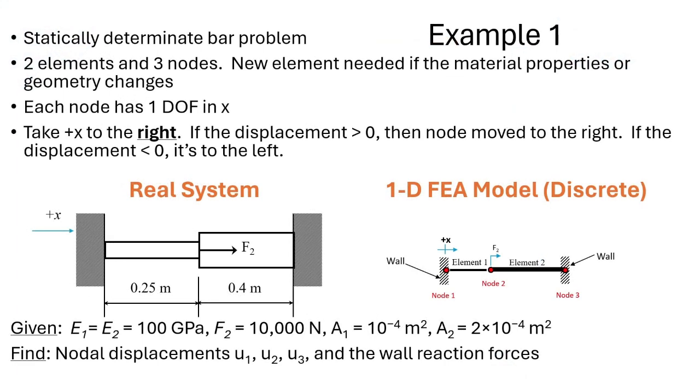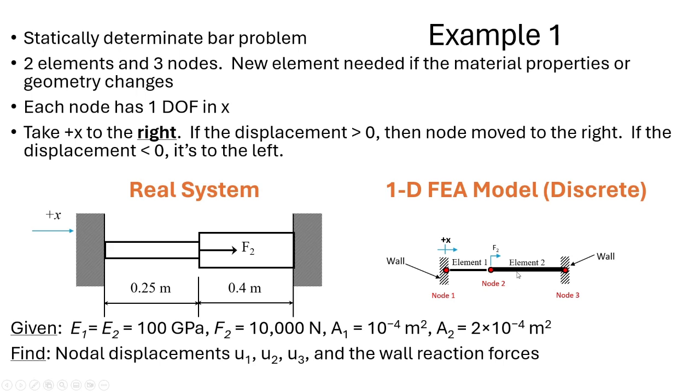Okay, so let's look at our first example. Essentially, here's your real system that we have. It is a cylindrical solid rod of two different cross-sectional areas, and we apply a force to the right at this intersection here. Now you might ask yourself, getting ahead a little bit, what happens if we apply a force somewhere in the middle of the rod? Don't worry, we'll cover that. But for now, let's just deal with this case here.